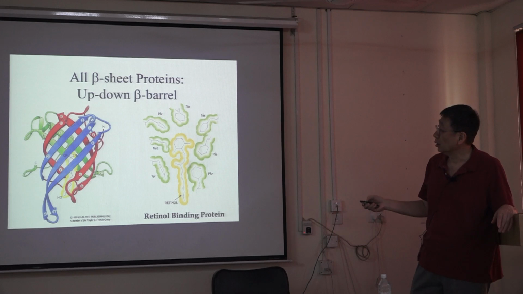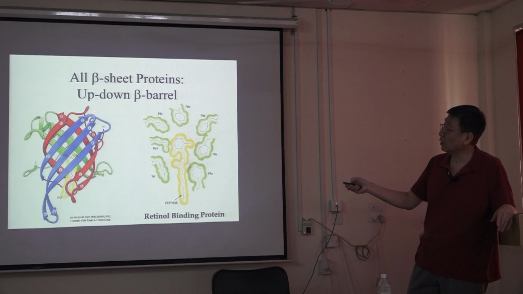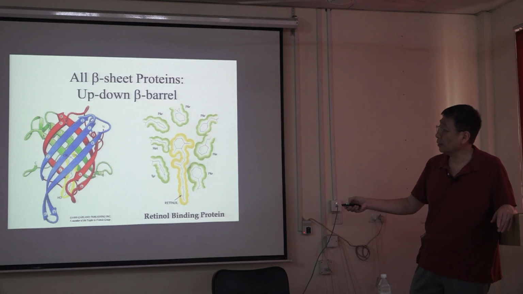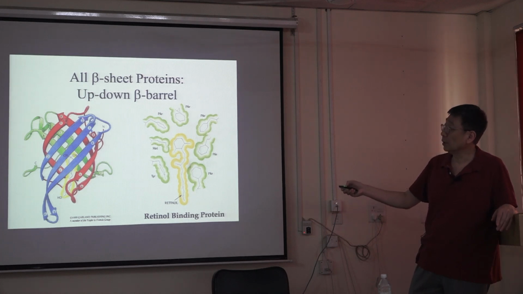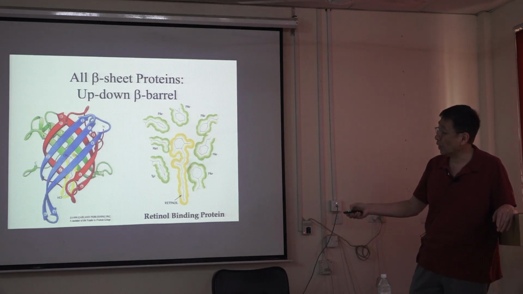So start from the N-terminus, which is over here. Some stuff going on in the back. You cannot see, but it doesn't matter. It comes around here, strand 1. Okay? Strand 1 goes down, and then come right back up, strand 2. And then go right back down, strand 3, back up 4, down 5, up 6, down 7, up 8.